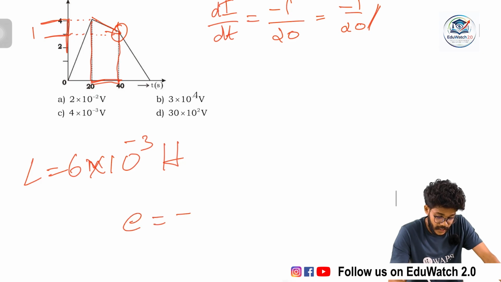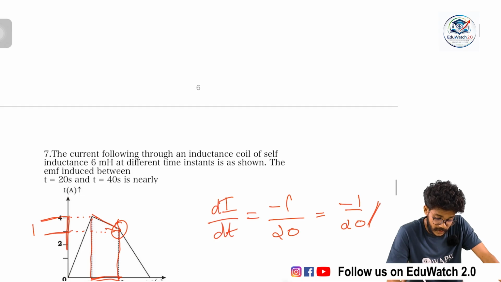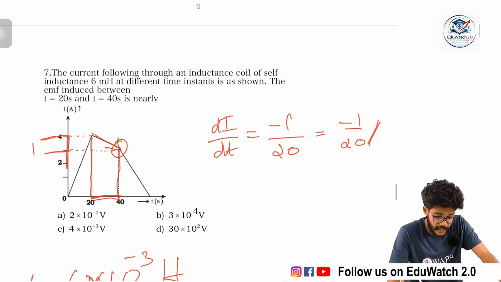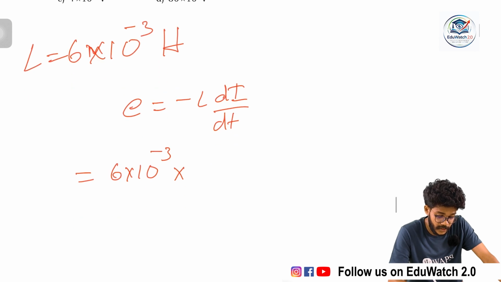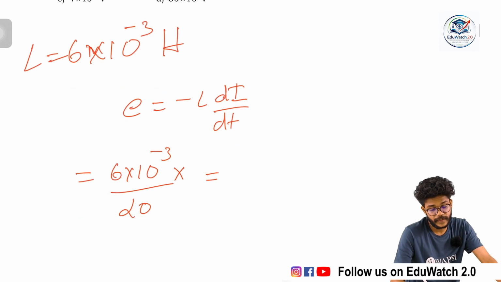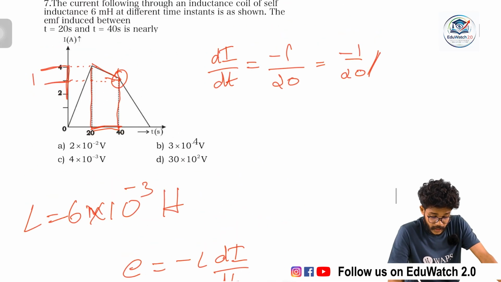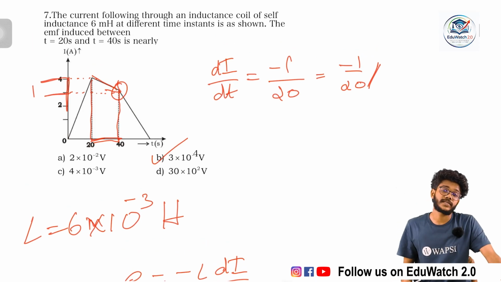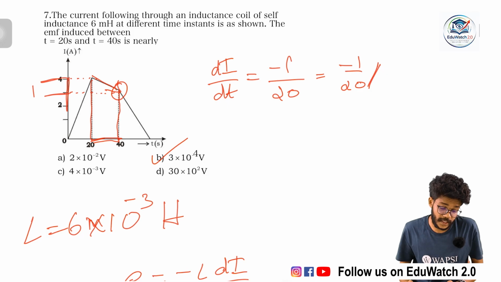EMF is equal to minus L di by dt. L is 6 millihenry, which is 6 into 10 raised to minus 3, multiplied by negative, and this negative can be cancelled. So di by dt is 1 by 20, which gives 6 by 2, that is 3 into 10 raised to minus 4. So 3 into 10 raised to minus 4, option B is the correct answer.